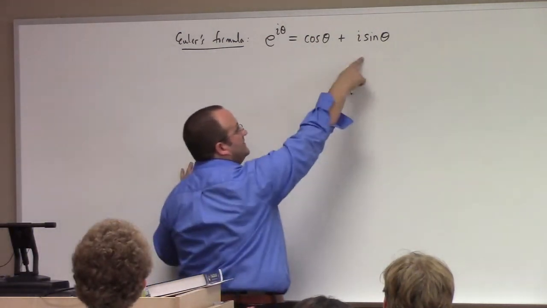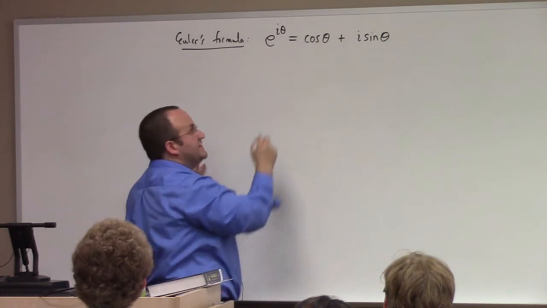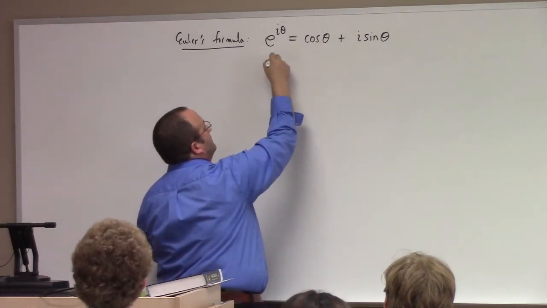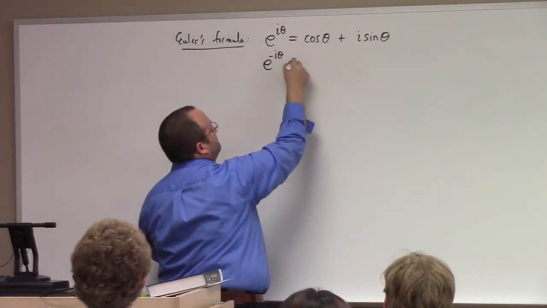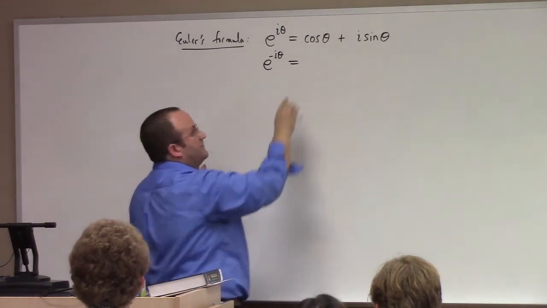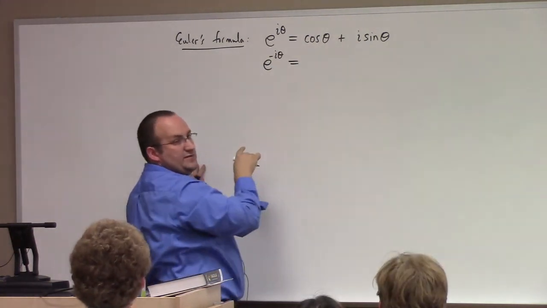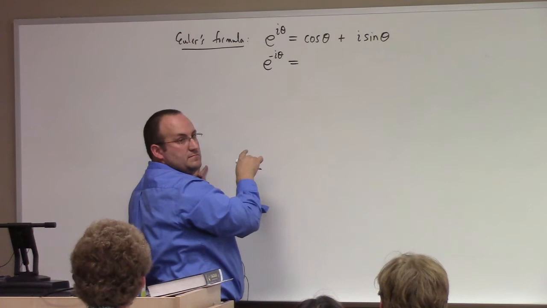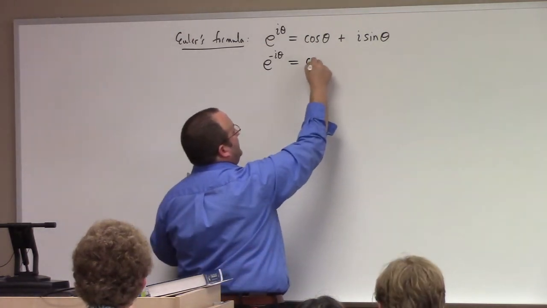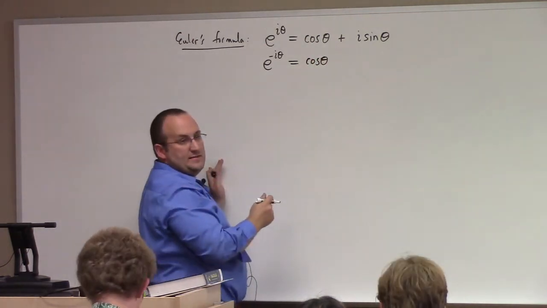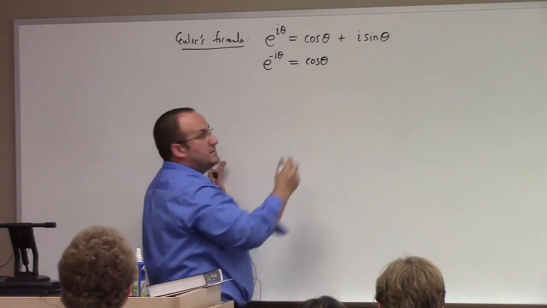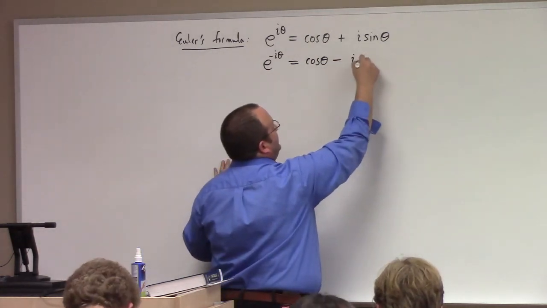If you believe this, what happens if I put in minus theta? What's e to the minus i theta? I should replace theta with minus theta, right? What's cosine of minus theta? Cosine theta, right? Very good. What's sine of minus theta? Right, so minus i sine theta.